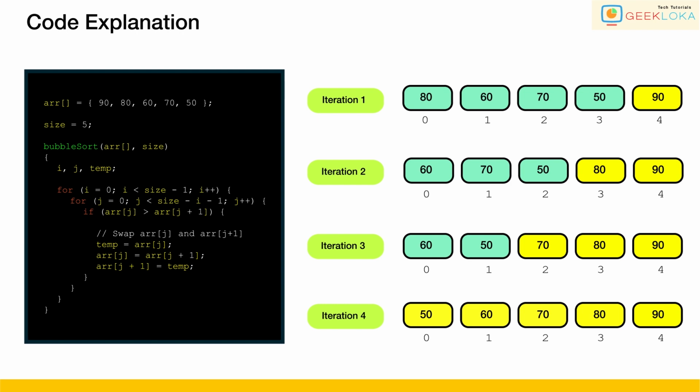Through each iteration, the algorithm compares and swaps adjacent elements. Larger numbers bubble up to their correct positions, and eventually the entire array is sorted in ascending order.